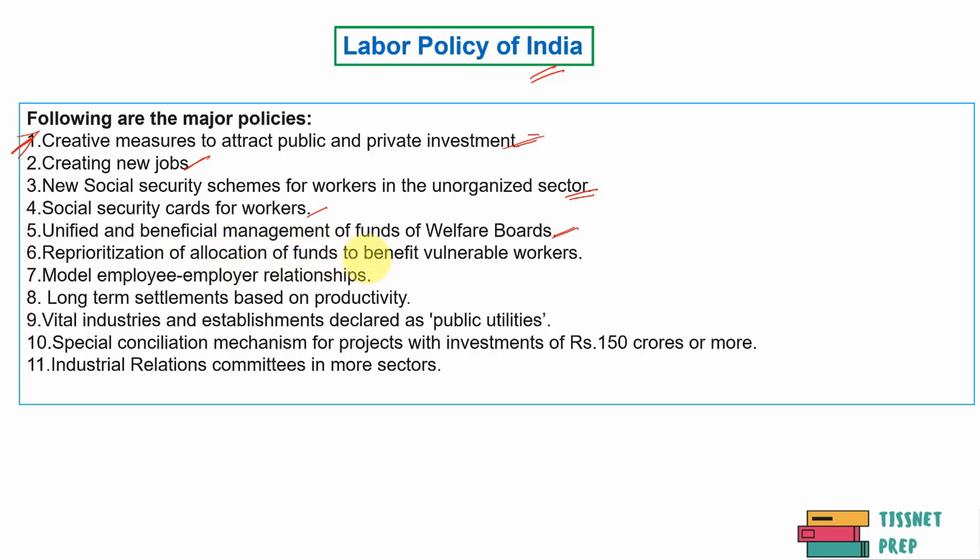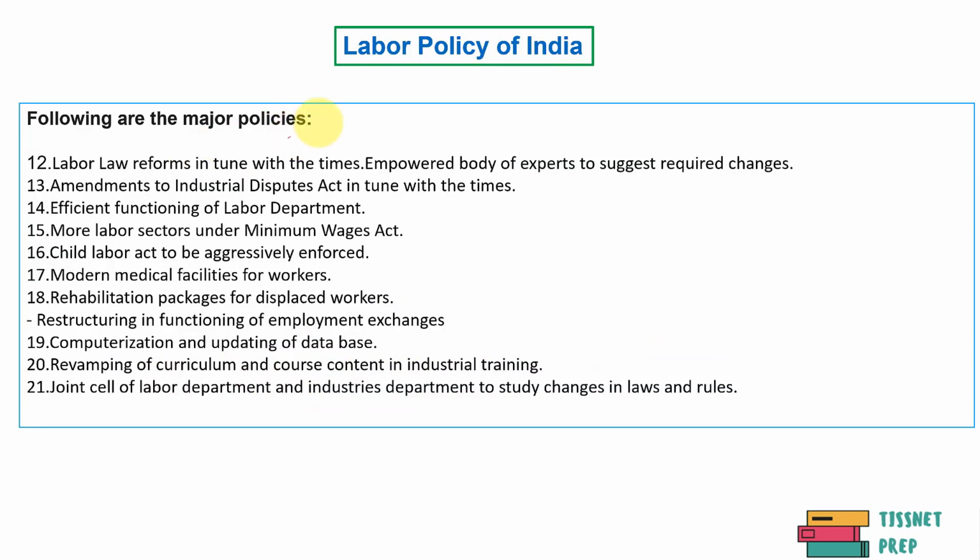reprioritization of allocation of funds to benefit vulnerable workers, model employee-employer relationship which came in the Factory Act or, as we have seen earlier, in the Industrial Dispute Act, long-term settlement based on productivity, vital industries and establishments declared as public utilities, a special conciliation mechanism for investment projects of rupees 150 crore and more, industrial relation committees in more sectors. Another major policy would be labor law reforms in tune with the times. So with time we need to reform our labor laws, with an empowered body of experts to suggest required changes.